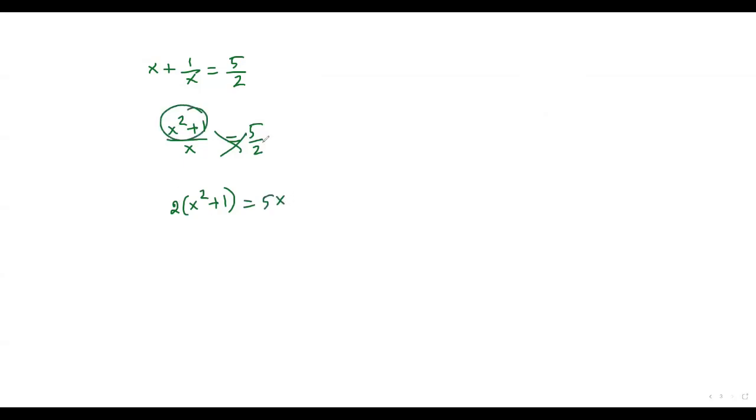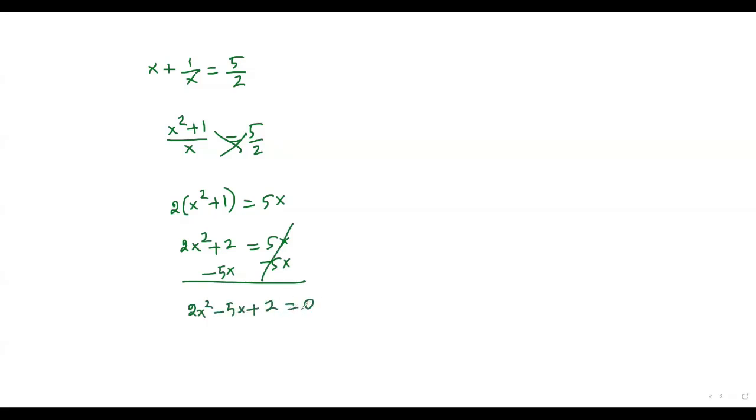So I just multiplied this numerator by this denominator and this numerator by this denominator. Okay, now we can distribute this 2 to x squared and plus 1. Then I'm getting 2x squared plus 2 equals 5x. Now let me subtract 5x from both sides to get the quadratic equation in standard form. So this one will cancel. I'm getting 2x squared minus 5x plus 2 equals 0.